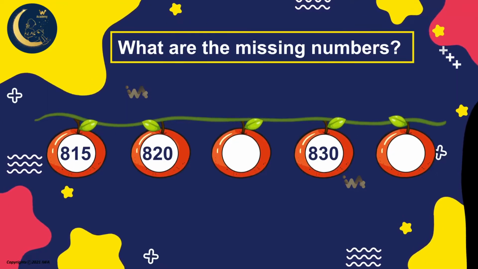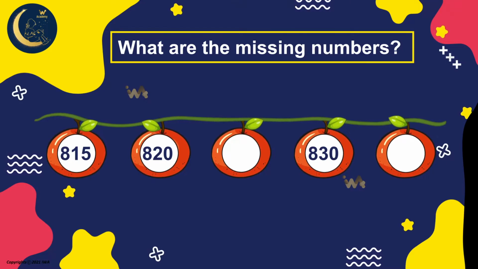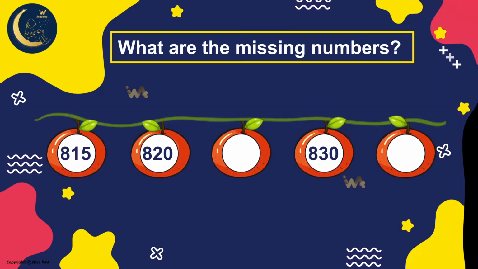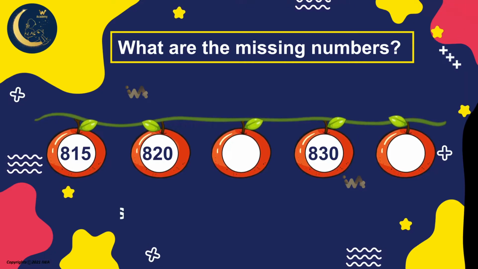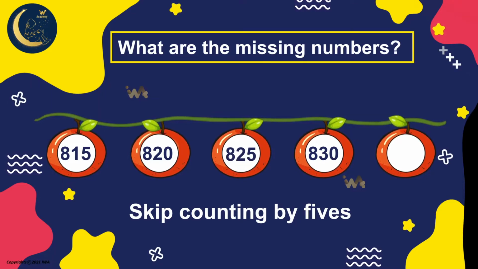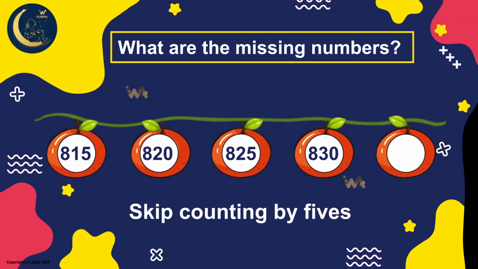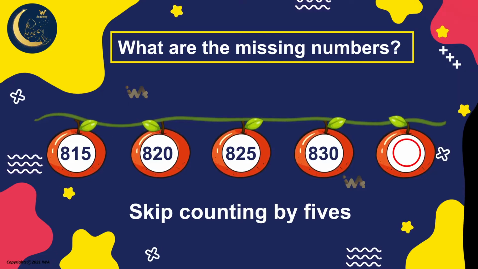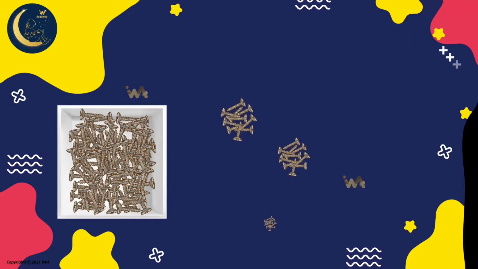Here we have some missing numbers. Let's find them together. Here is the number 815, followed by the number 820. What is the missing number here? Have you noticed that we are adding 5? So we will skip count by fives. That means the missing number here is 825. And when we jump another 5, it becomes the number 830. Then we jump 5 units to find the missing number here, which would be 835. Well done.